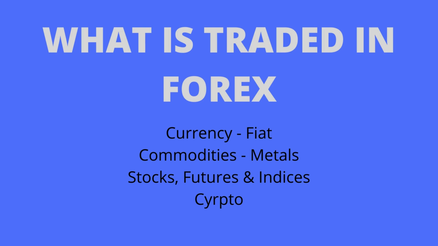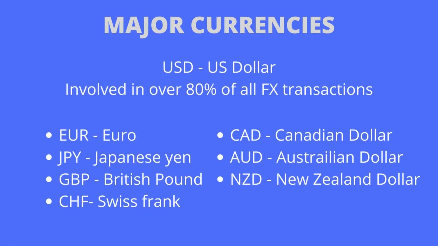And when traded with the US dollar, you have your major currency pairs. So as you can see there, each one is traded with the US dollar. So we've got euro versus US dollar, British pound versus US dollar, US dollar versus Swiss franc, and so on.